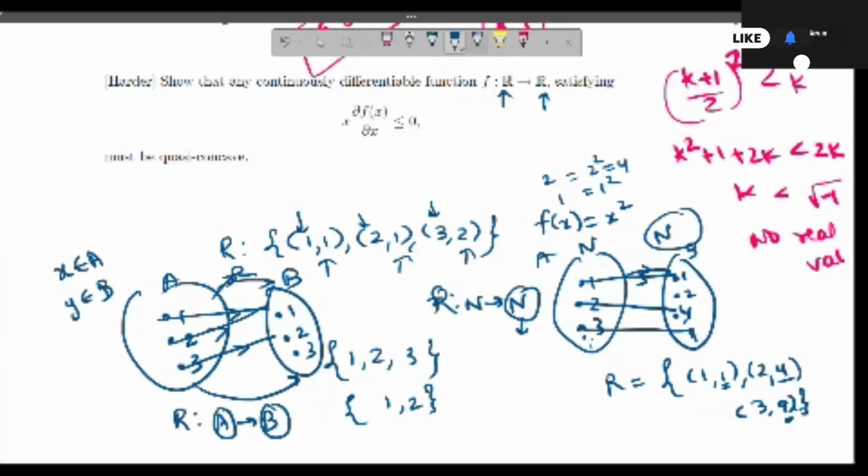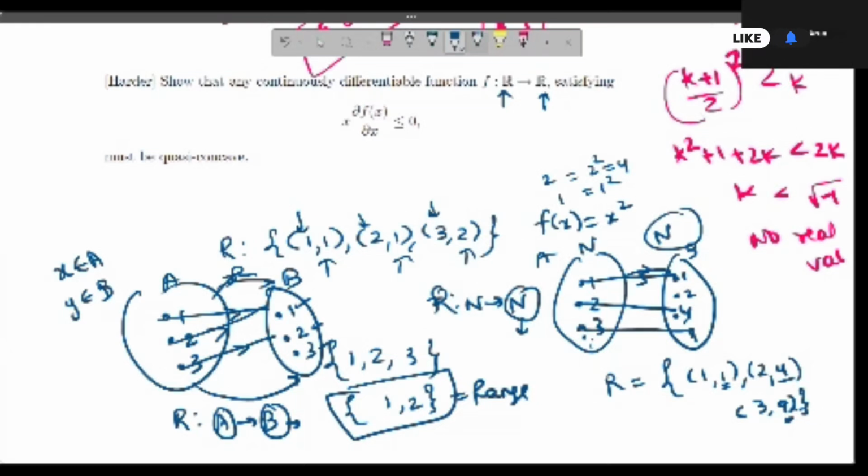So I'll write that B, the whole set B, that is 1, 2, 3, whatever is given, is my codomain. But you can see the answer of the function, the y values, are 1, 2 only. So this is my range. Sometimes range can be equal to codomain also, but not always. We have to define it separately. Is this fine? Got it.